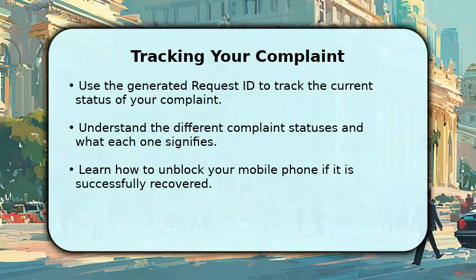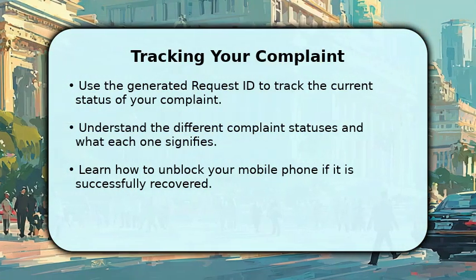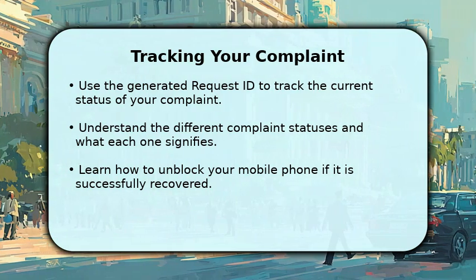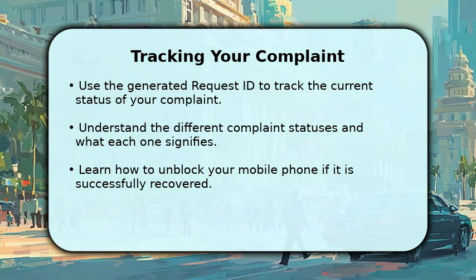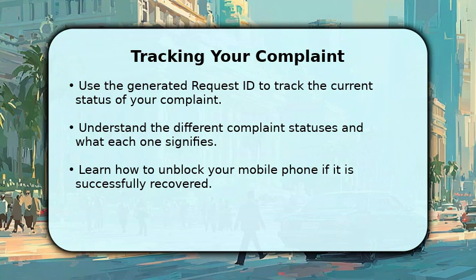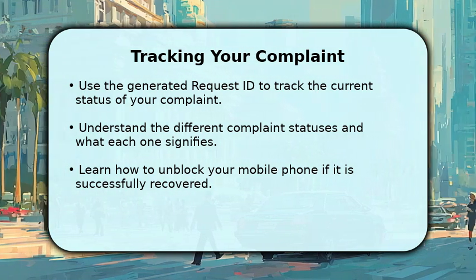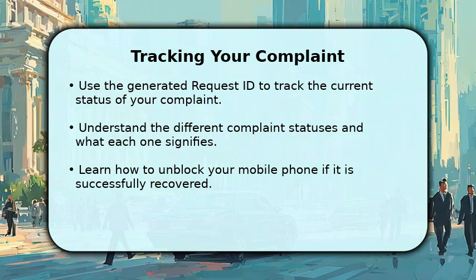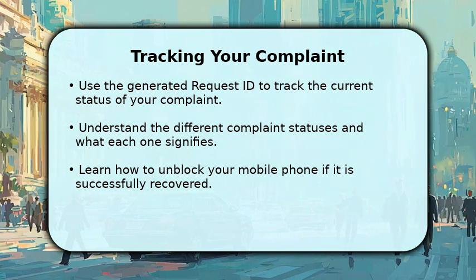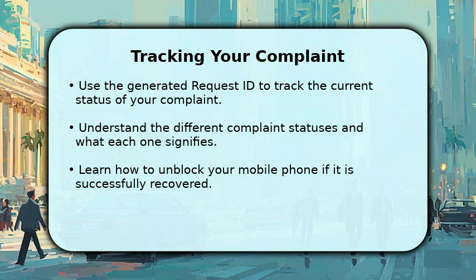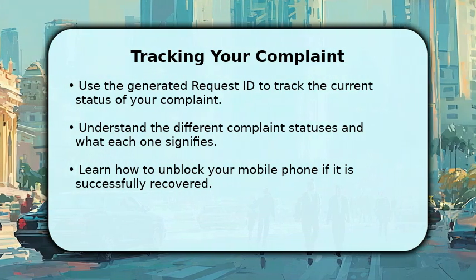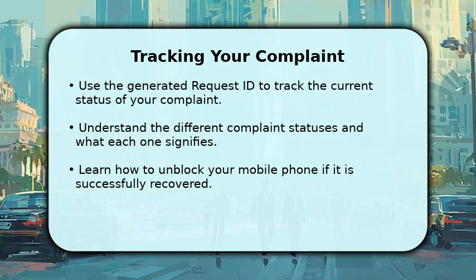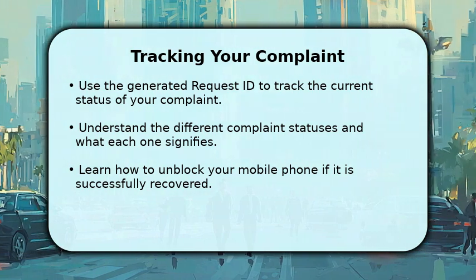Once your complaint is submitted, you can easily track its progress. Revisit the CEIR portal and use the Unblock Found Mobile or Check Request Status option, entering your request ID. This will show you the current status of your complaint. Should your mobile phone be recovered, you can use the same portal and your request ID to initiate the unblocking process. For any further queries or assistance, the CEIR website provides contact information for their support team.